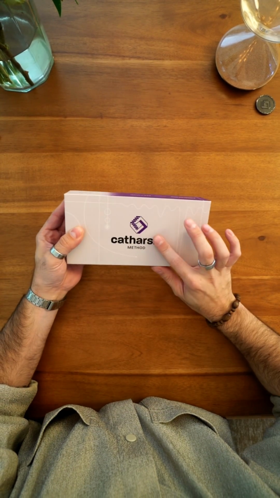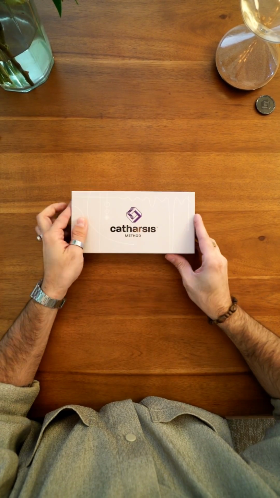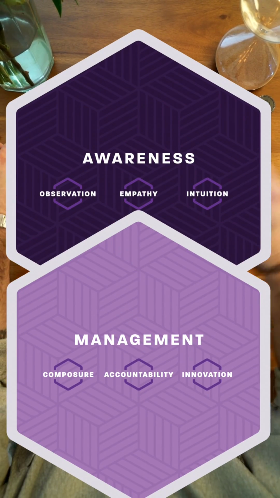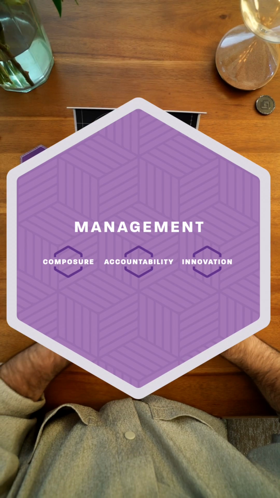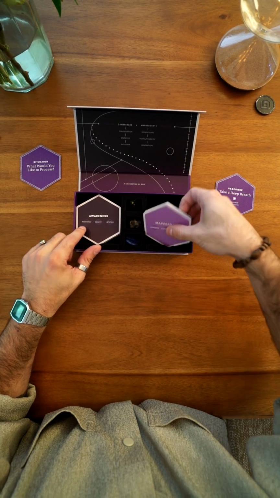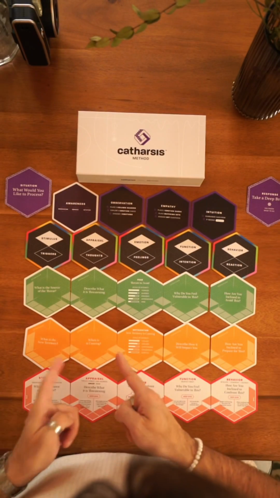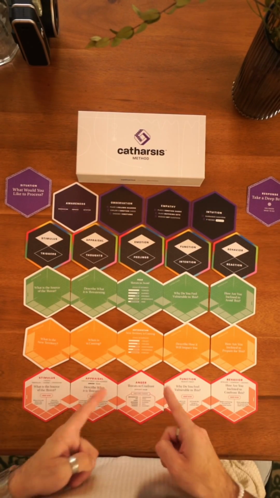How to use Catharsis Method Part 2. Catharsis Method consists of two halves, awareness and management. In this video, we're going to be focusing on management. When you move into this section, you've likely finished the awareness exercise, where we made space for our emotions and gathered the raw data of our experience.